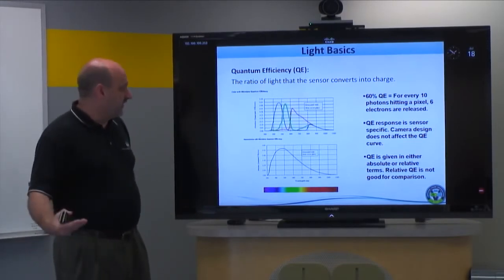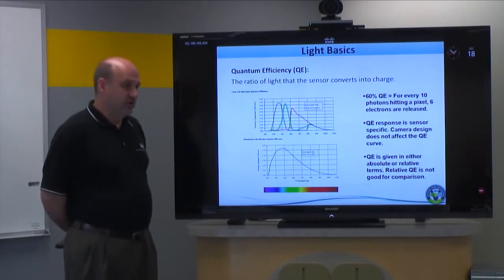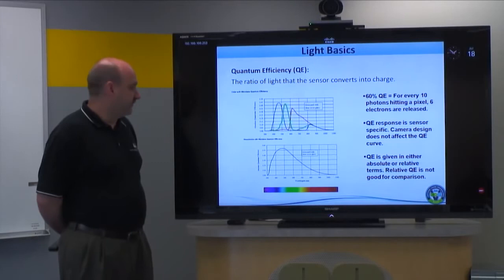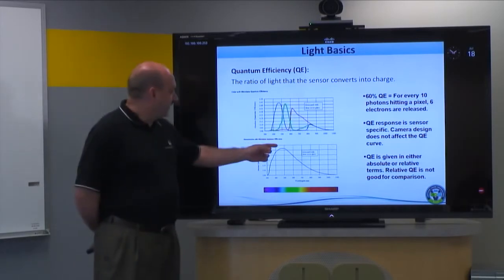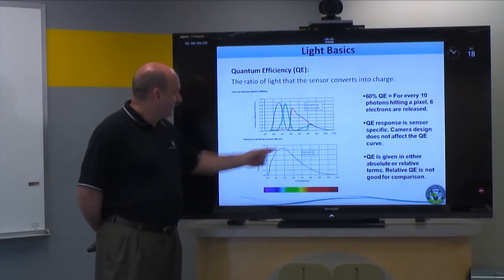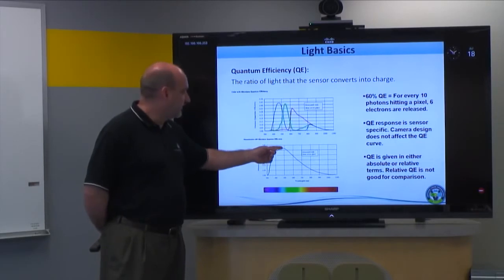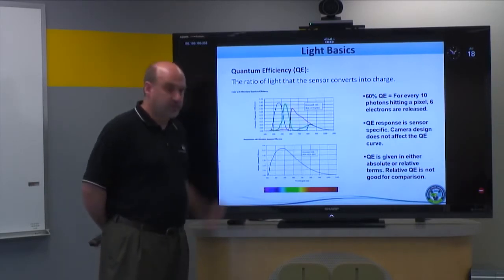Some sensor manufacturers give quantum efficiency in what is called relative terms. Relative quantum efficiency simply means that the manufacturer takes the peak of the curve, whatever that peak may be, and they normalize it to 100%. So in these curves, this sensor is slightly over 50%, so this manufacturer would take a multiple of just under 2, multiply this peak till it came to 100%, and then redraw the curve multiplied by that factor.